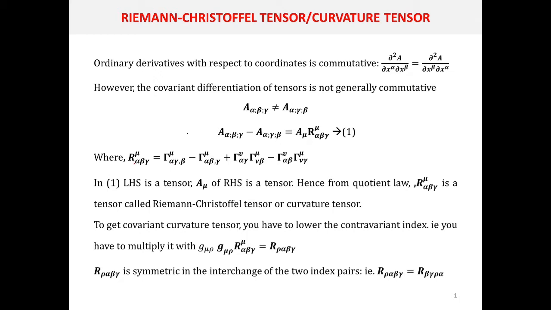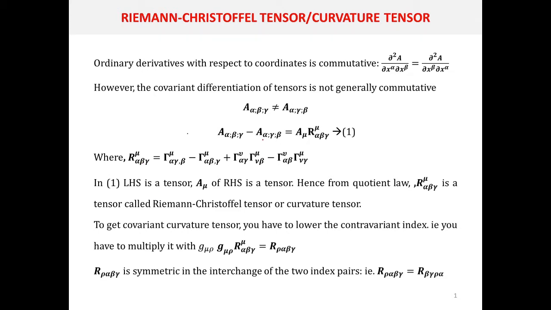collectively are called the Christoffel tensor or curvature tensor. That is, R^μ_αβγ is known as the Riemann-Christoffel tensor or curvature tensor. It is defined in terms of the Christoffel symbol. Okay, Γ^μ_αγ is the Christoffel symbol. But remember, Christoffel symbols of the first and second kinds are not tensors. But here you are making an expression using the Christoffel symbol of the second kind, and what you are getting is a tensor.